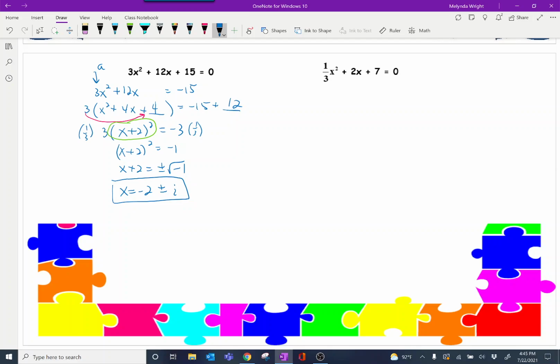Okay, and we saved the best one for last. It's a crazy fraction one. I know you're super excited about that. So we're going to work one of these with a fraction. All right, let's do it.